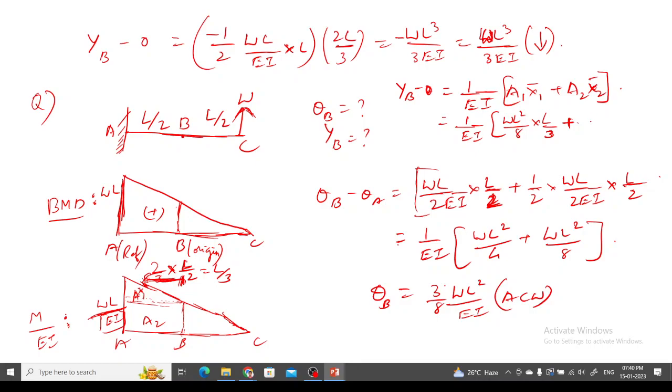And what will be A2? Here we have already written it: WL square by 4 into what will be the length, I mean X bar? L by 4. It should be 1 by 2 of L by 2. And when you simplify this, you will get 5 by 48 WL cube divided by EI. Is everyone getting this answer? Yes, sir. And the deflection is towards the upward direction.